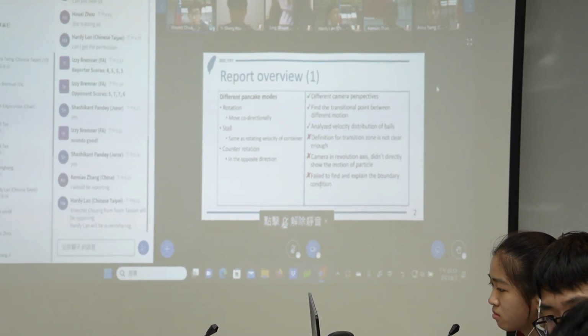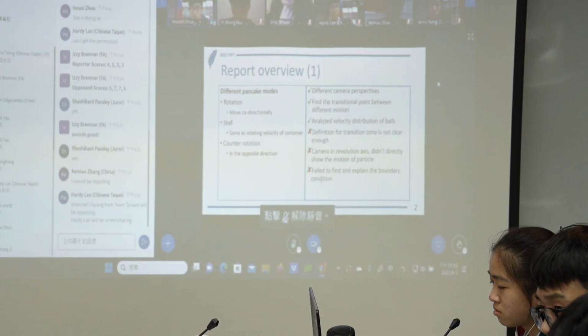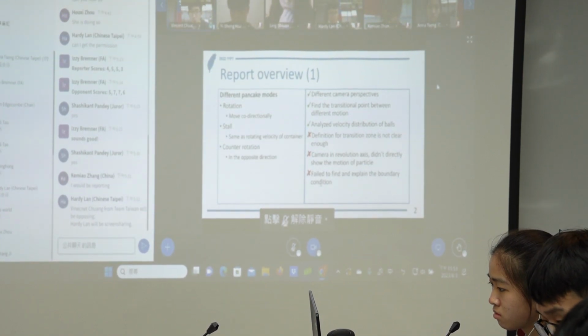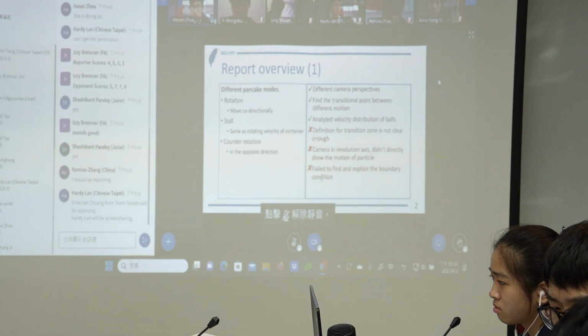So in their report, I believe the definition for transition zone is not clear enough since there is a stage which is stall, and they didn't have a clear definition of the counter rotation. And also they failed to find and explain the boundary condition.